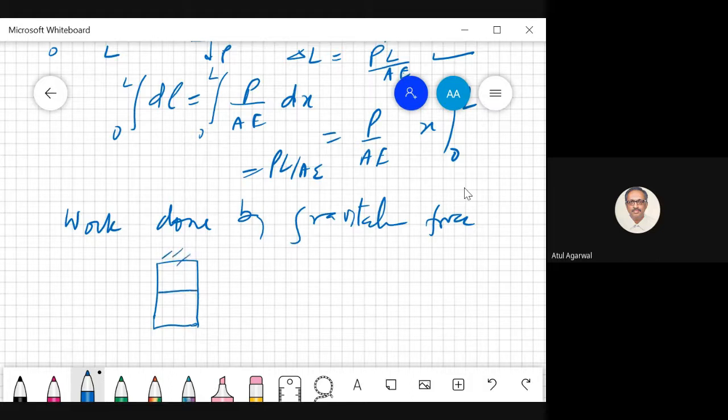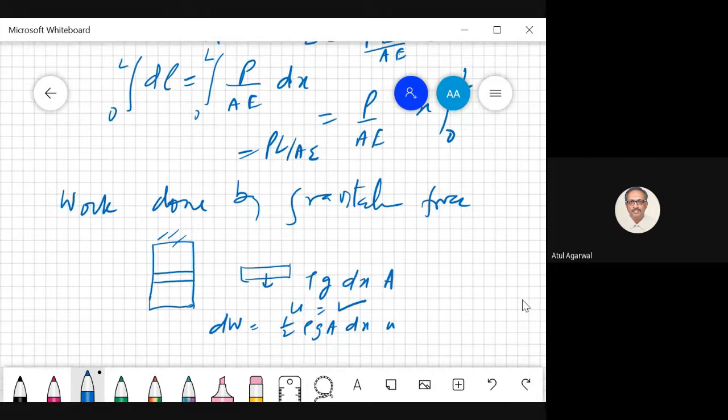You take this small element. What is the gravitational force on this element? Rho g into the volume of the element. Volume of the element you take as A dx. So this is the weight. What is the displacement of this element? You have to find the displacement of this element. Then what is the work done? Half rho g A dx into this displacement.